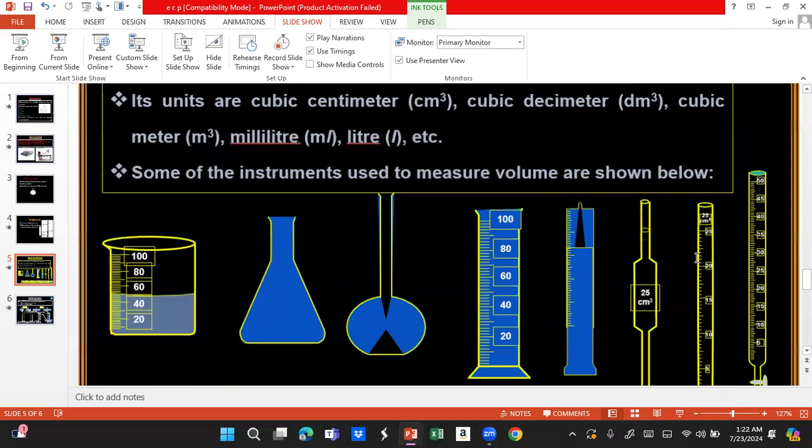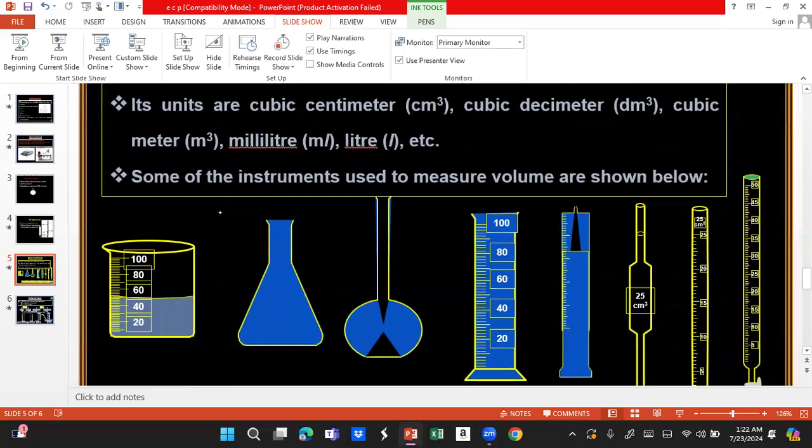So first think, what is this? This is a beaker. It measures 100 centimeter cube or 100 ml. This is a conical flask. And this is a measuring cylinder. If you have to measure 50 or near to 100, then we can use this. This is the best device to measure volume.